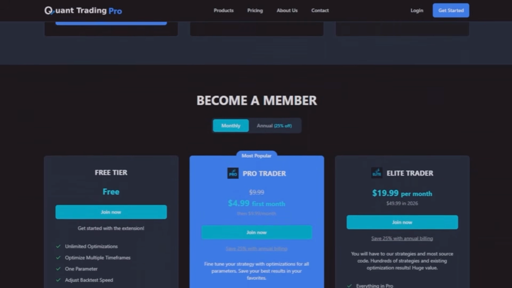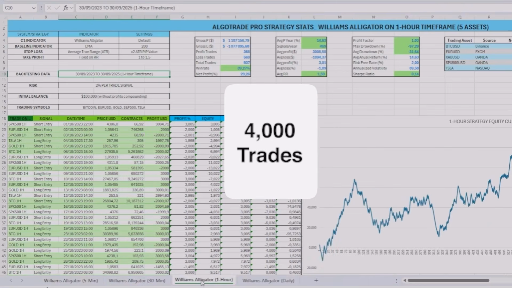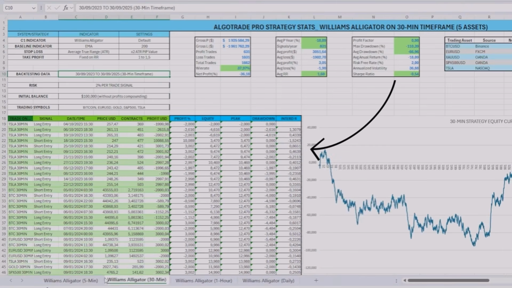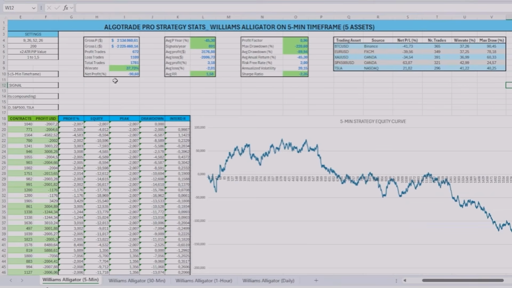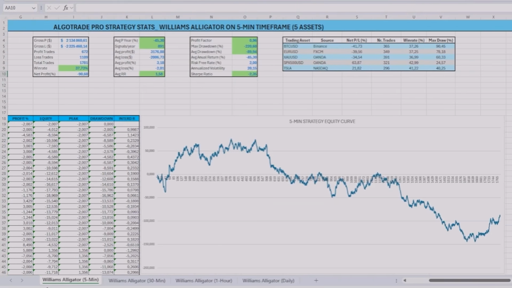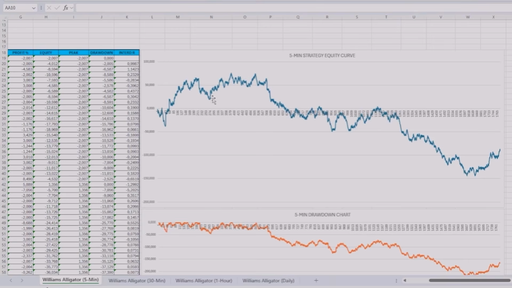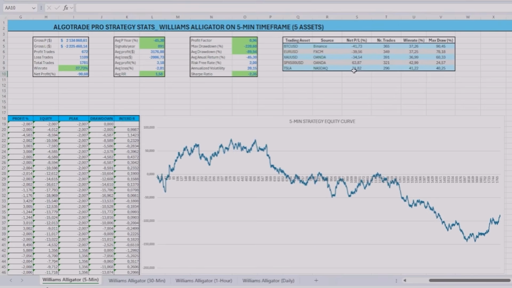After more than 4,000 trades, here we have all the results. Starting with a 5-minute time frame, the strategy was extremely unstable. We had a win rate of just 37% and a total loss of 90%. The equity curve shows a downtrend, proving that in a short time frame the alligator is not reliable.